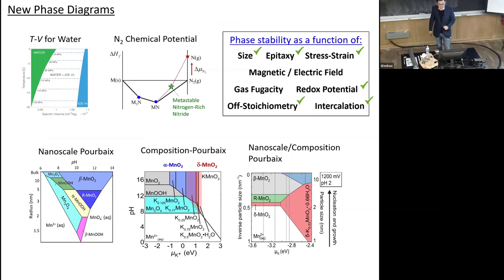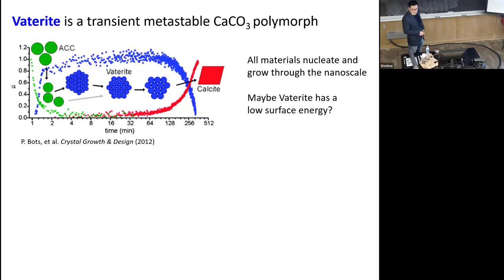So I've done a series of new phase diagrams. The one I haven't done yet is electric field, which I think is really cool. And this is one of my favorite ones, so I'll show you right now. So this is a material called calcium carbonate. And if you try to make calcium carbonate, this is the equilibrium phase called calcite. What I'm showing is the phase fraction versus time. And so first you start with this amorphous phase, which goes away, and this vaterite phase appears. But then vaterite appears, and then it disappears after a while. And then the equilibrium phase becomes calcite.